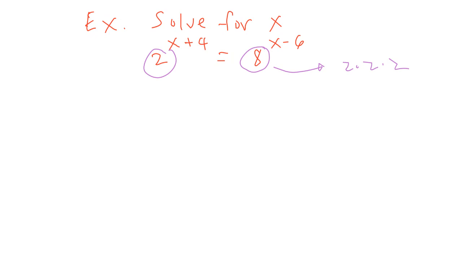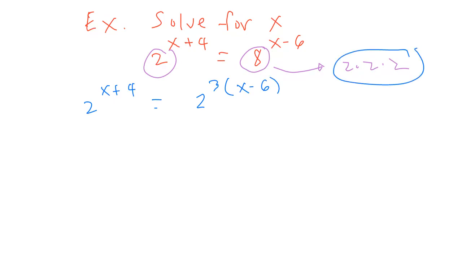So we will have 2 power of x plus 4 on the left side, and 8 can be broken down into 2 times 2 times 2. So that's 2 power of 3 times your x minus 6. So the power that you got for here should be multiplied to the existing power, which is x minus 6. That's the given power.